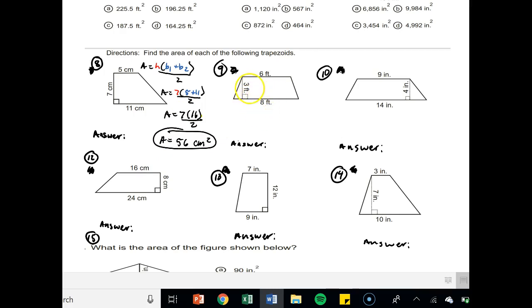So number 9, think about what would your height be, and then what would your base 1 and base 2 be, right? And number 10, what would your height be, and then what would your base 1, base 2 be, right? And number 12, what would your height be, and then what would your base 1, base 2 be, right? Number 11, what would your height be? Sorry, 10, what would your height be? And then what would your base 1, base 2 be?